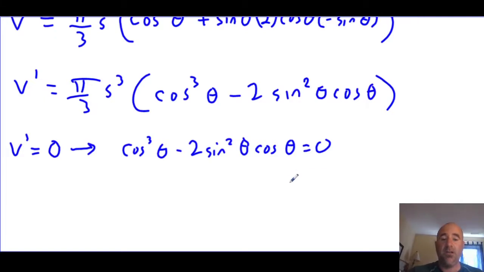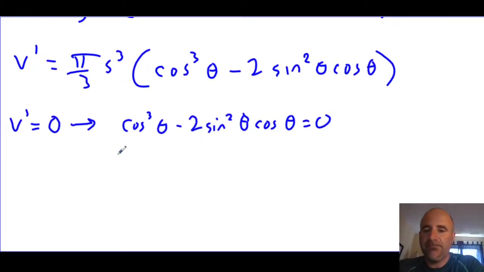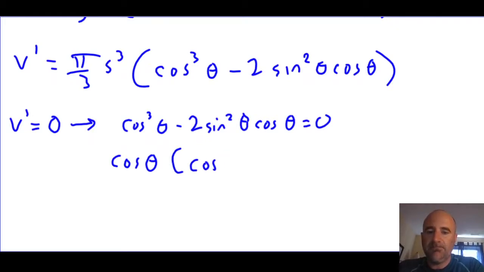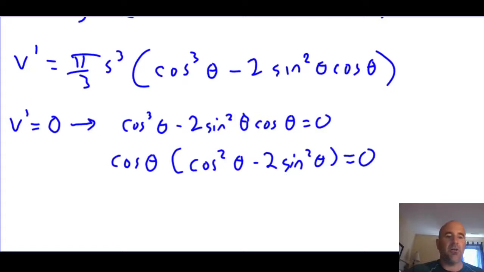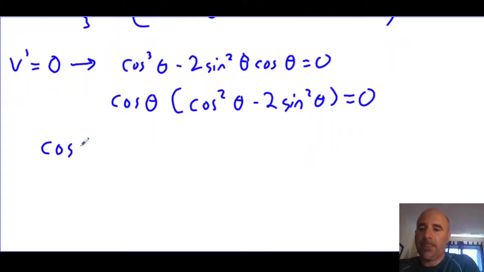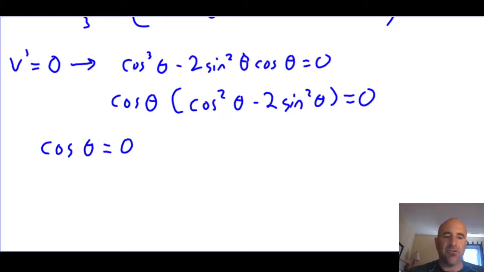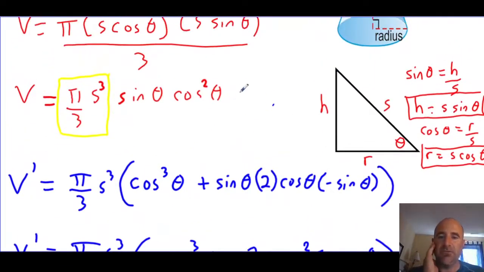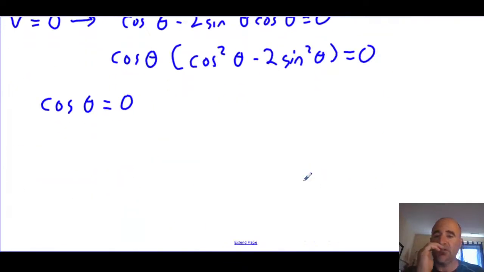When does that happen? Well, we're going to factor out the cos theta. And we get cos squared theta minus 2 sine squared theta equals 0. Okay, so one possibility here for our answers is that cos theta equals 0. If cos theta equals 0, that actually means that theta is pi over 2, and the volume is 0. I mean, you can tell right here. Just look at the volume formula we've developed. If you plug in cos theta equals 0, you get a volume of 0. Okay, so that's a possibility, I guess.